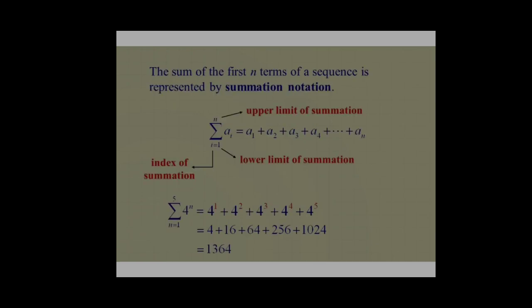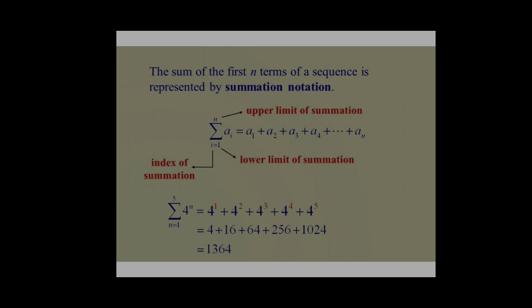The sum of the first n terms of a sequence is represented by summation notation. There is the upper limit of summation, which is n, the index of summation, and the lower limit of summation. Here n goes from 1 to 5.